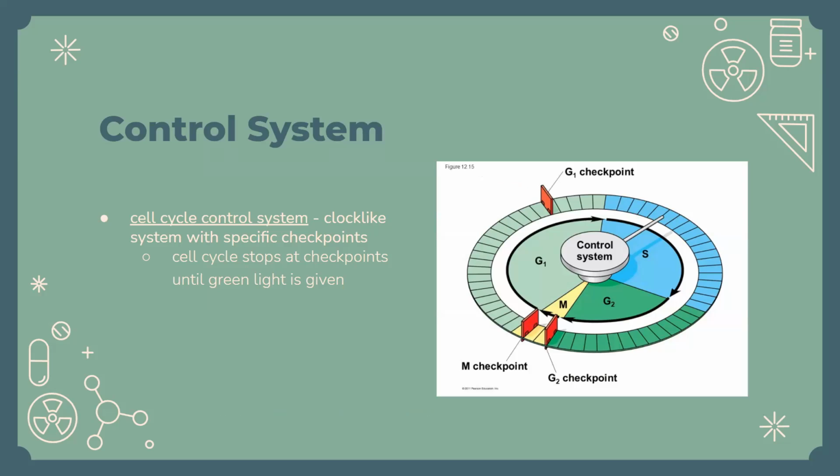Okay, now we'll go further into the control system that controls the cell cycle. And it's basically a clock-like system with various checkpoints. So the three main checkpoints we'll be looking at will be the G1 checkpoint, the G2 checkpoint, and the M checkpoint. And the cell cycle will obviously stop at the checkpoints until the green light is given.